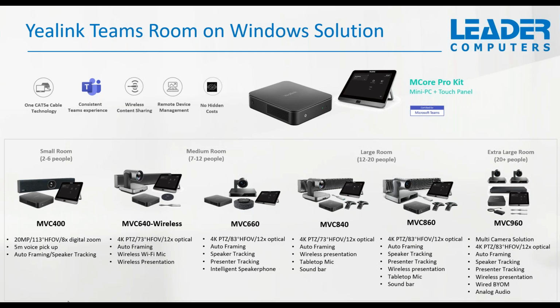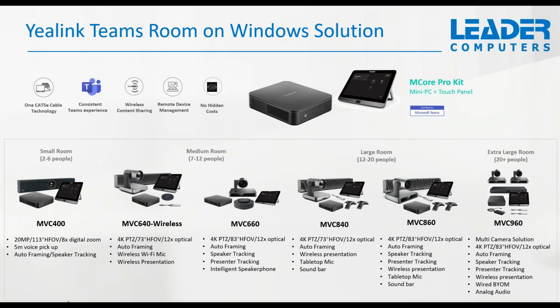Now, after we have those two core components, your PC and your touch panel, we can now add on different audio devices and different peripherals to build out a solution for different room sizes. So on the left-hand side, we're starting at the MVC 400 for your smaller room solutions. This is an all-in-one device, the UVC 40. So we can add that UVC 40 to that base kit to provide a small room solution.